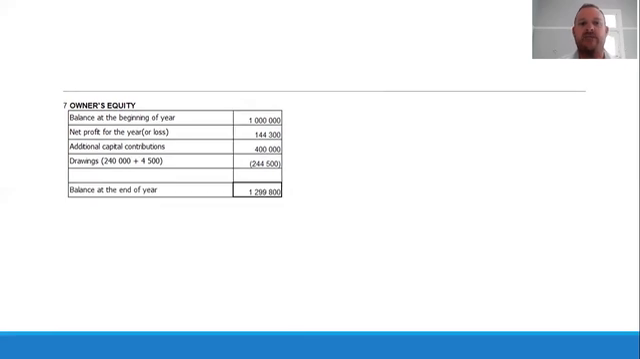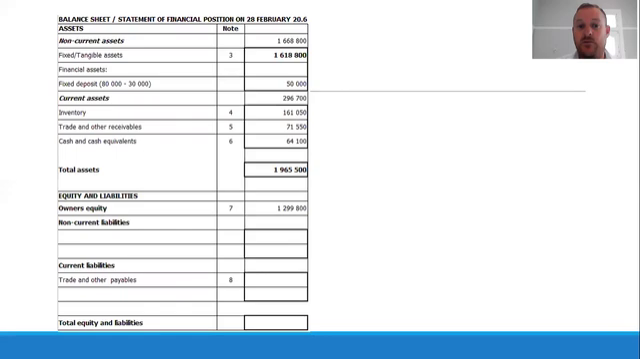Okay. We then have the balance at the end of the year of 1,299,800 Rand. Okay. And then we transfer that figure across. Sorry, I said that incorrectly there. Okay, 1,299,800 Rand gets transferred, obviously, to owner's equity.